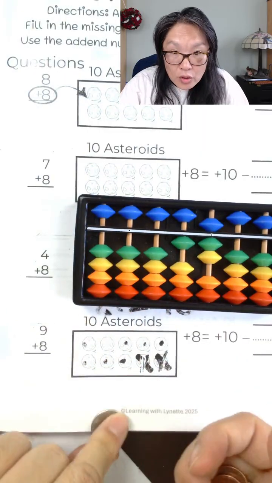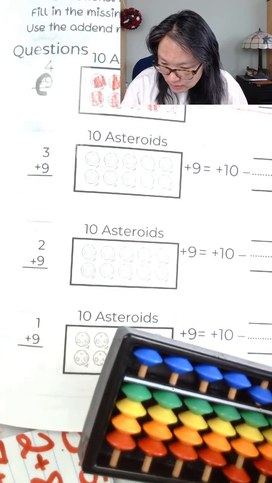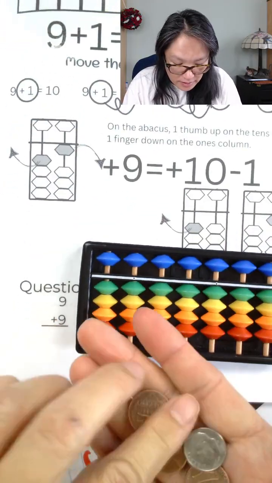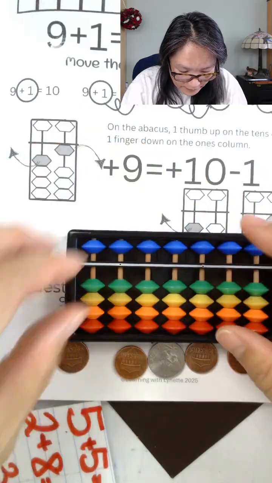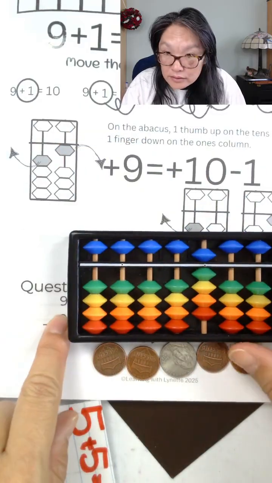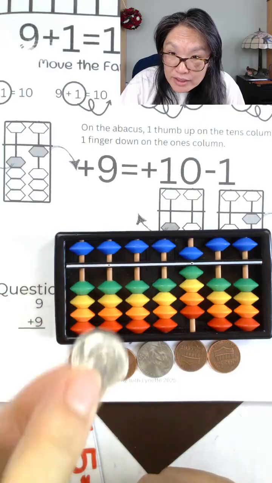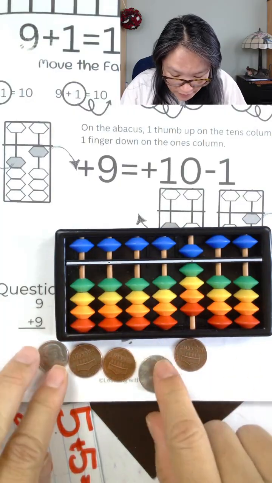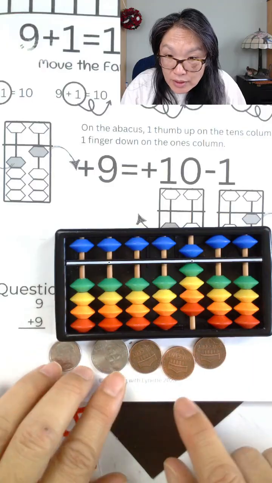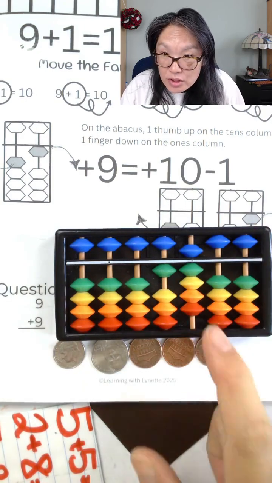Okay, so going back to the question, 9 plus 9. If I have a 9 on my abacus, 1, 2, 3, 4, 5, 6, 7, 8, 9. I don't have enough to add another 9. What happens? I have a 10. I'm going to give you my 10, but that's too much. So I need to take away the 1. So my final answer is 18. Thank you, Brian. I can show you again on my abacus. I have the 10, but that's too much, so I'm going to take away the 1.